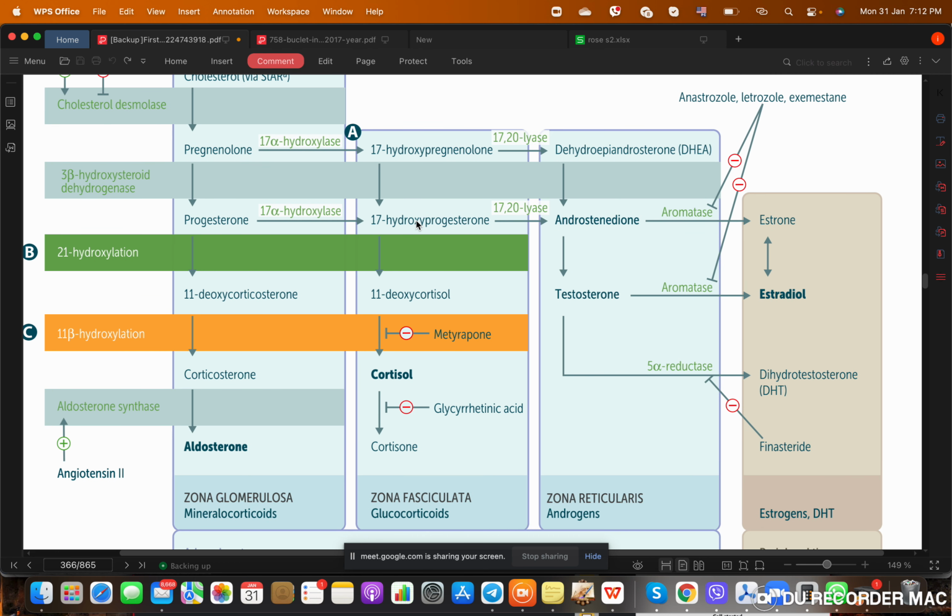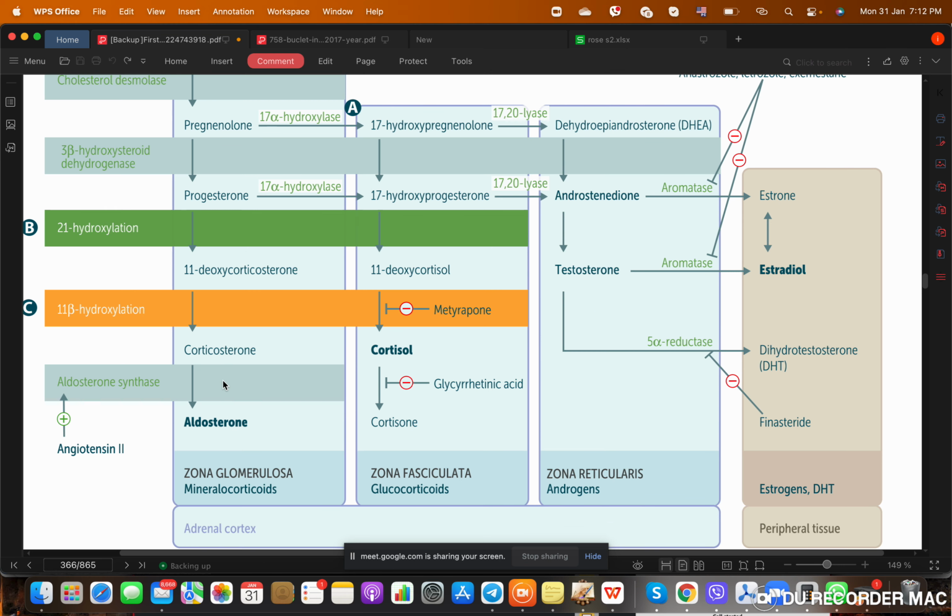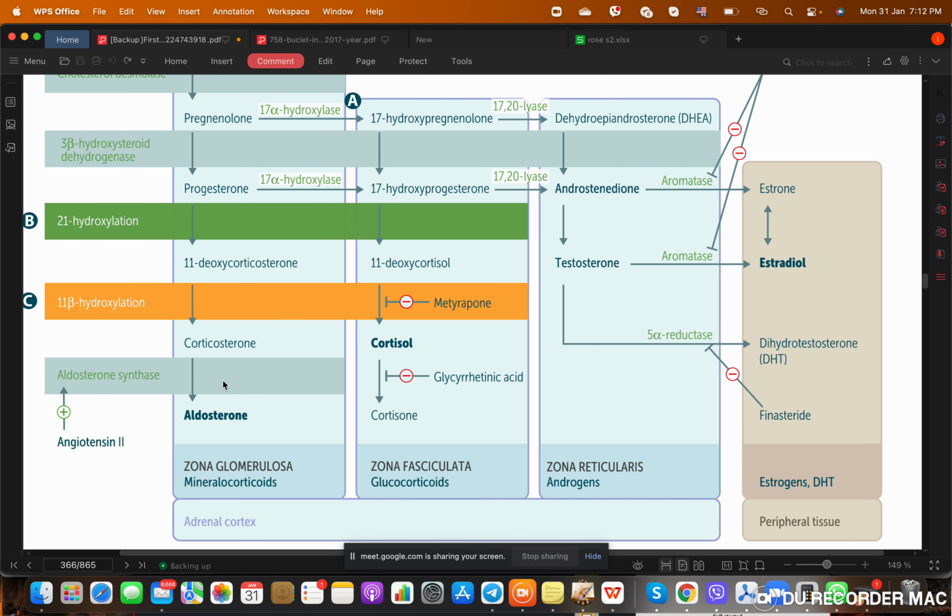Okay, what do we make? Well, you make aldosterone, cortisol that is going to be converted into cortisone, and finally the sex hormones. Let's start with this area. So the aldosterone, what is the function of the aldosterone? Does anybody remember?